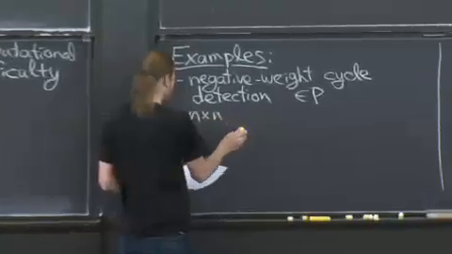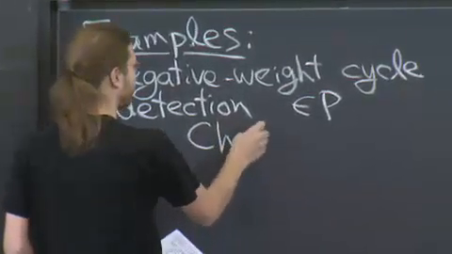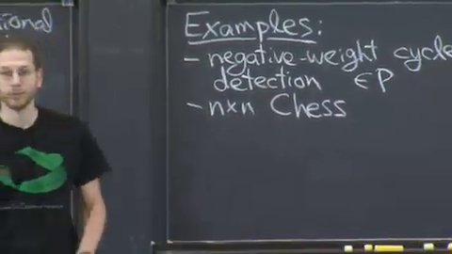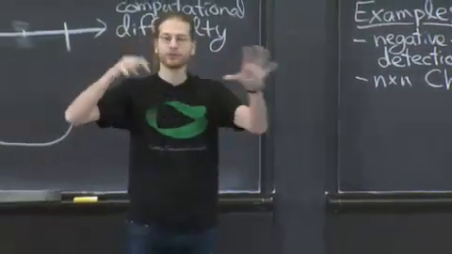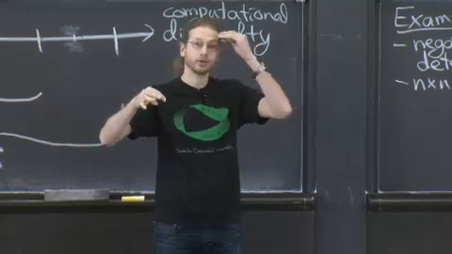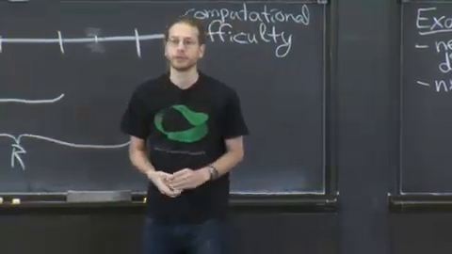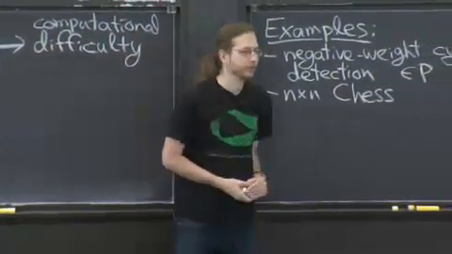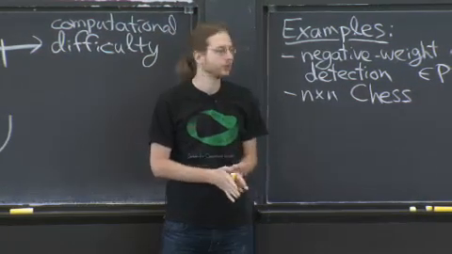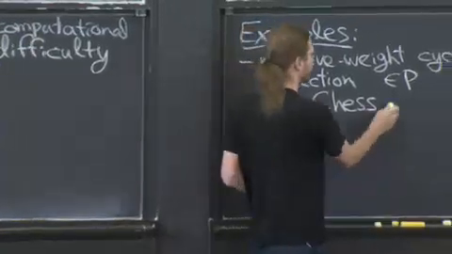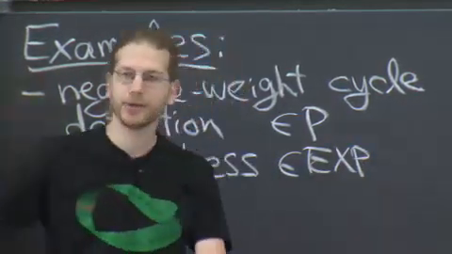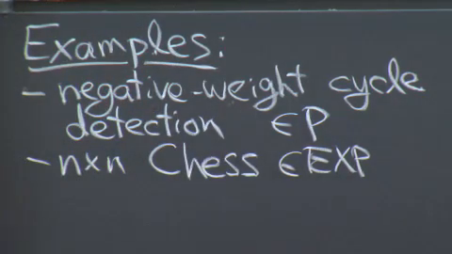OK, here's a problem we haven't seen, but it's pretty cool. N by N chess. So this is the problem I give you. We're in an N by N board, and I give you a whole bunch of pieces on the board. And I want to know, does white win from here? I say it's white to move or black to move. And who's going to win from this position? Okay, this problem can be solved in exponential time. You can sort of play out all possible strategies and see who wins.